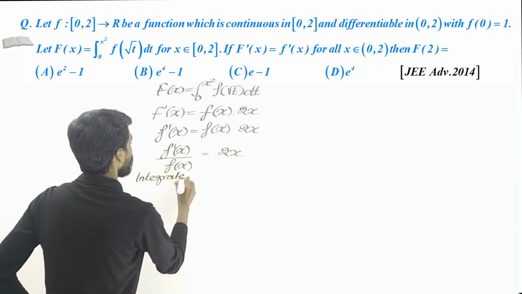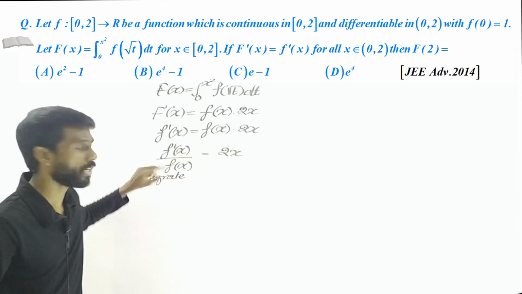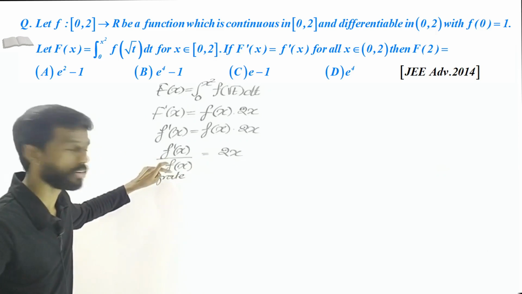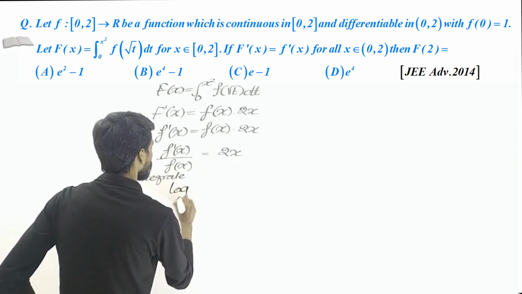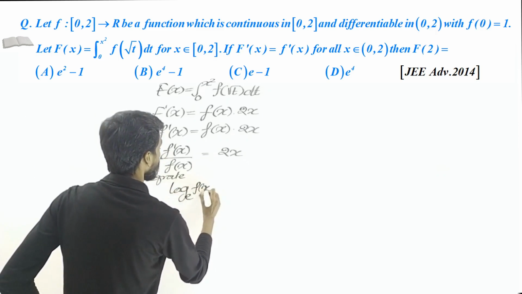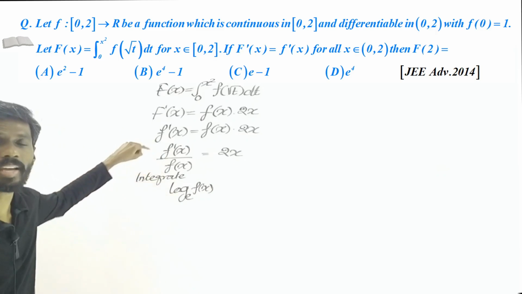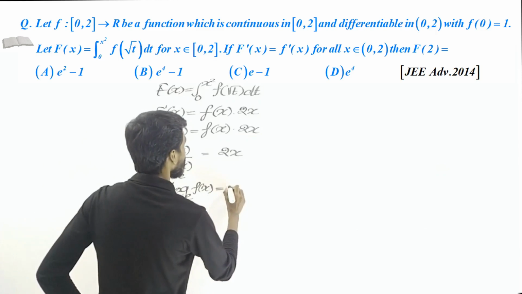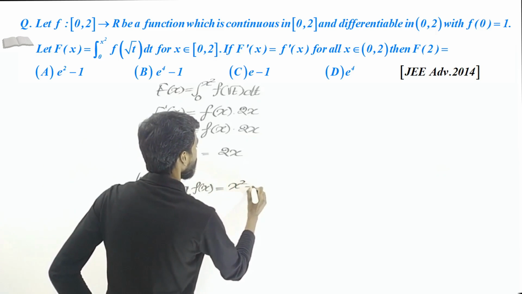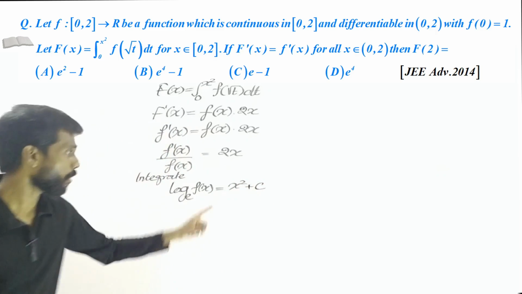So integrate this. What is the integration of f dash x divided by f of x? The derivative of the denominator f of x is in the numerator, so directly we can write this as log of f of x. So f dash x by f of x has the integral log of f of x, that's all. So that equals x square plus constant c. Now we have to find this c.